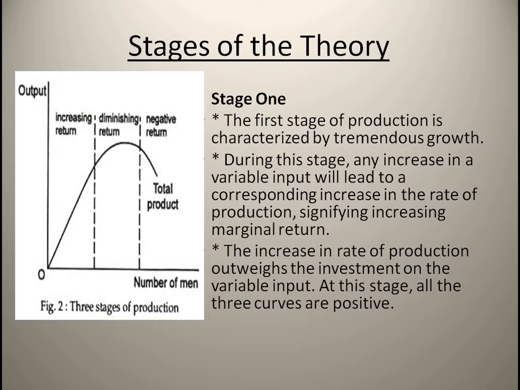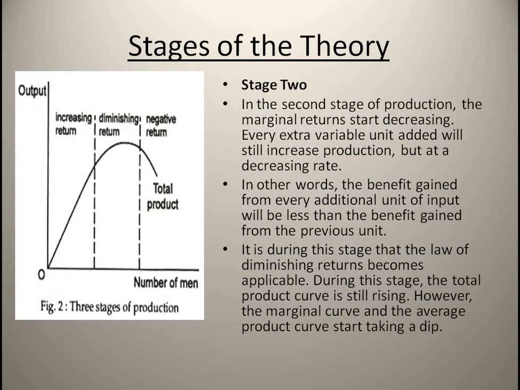You are changing only labor. This is the second stage. In the second stage, stage 2, you will be reading about diminishing returns. In the second stage of production, the marginal return starts decreasing. You can see here the curve, it is decreasing. With every extra variable unit added to the production, your rate of production will decrease.